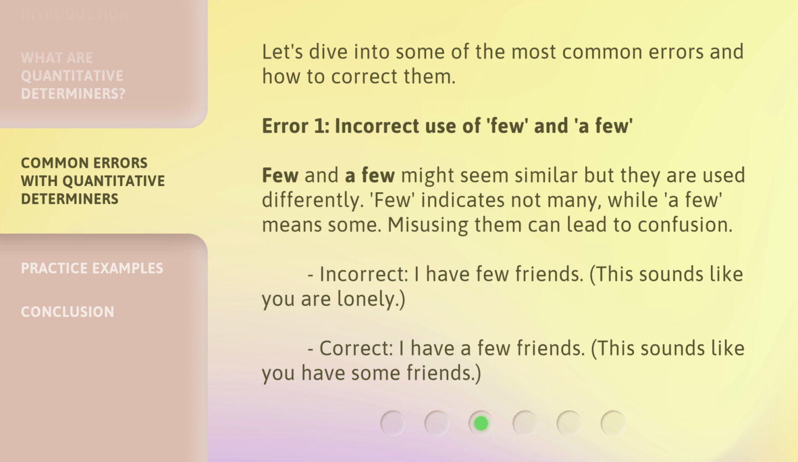Error 1. Incorrect use of few and a few. Few and a few might seem similar, but they are used differently. Few indicates not many, while a few means some. Misusing them can lead to confusion. Incorrect: I have few friends. This sounds like you are lonely. Correct: I have a few friends. This sounds like you have some friends.